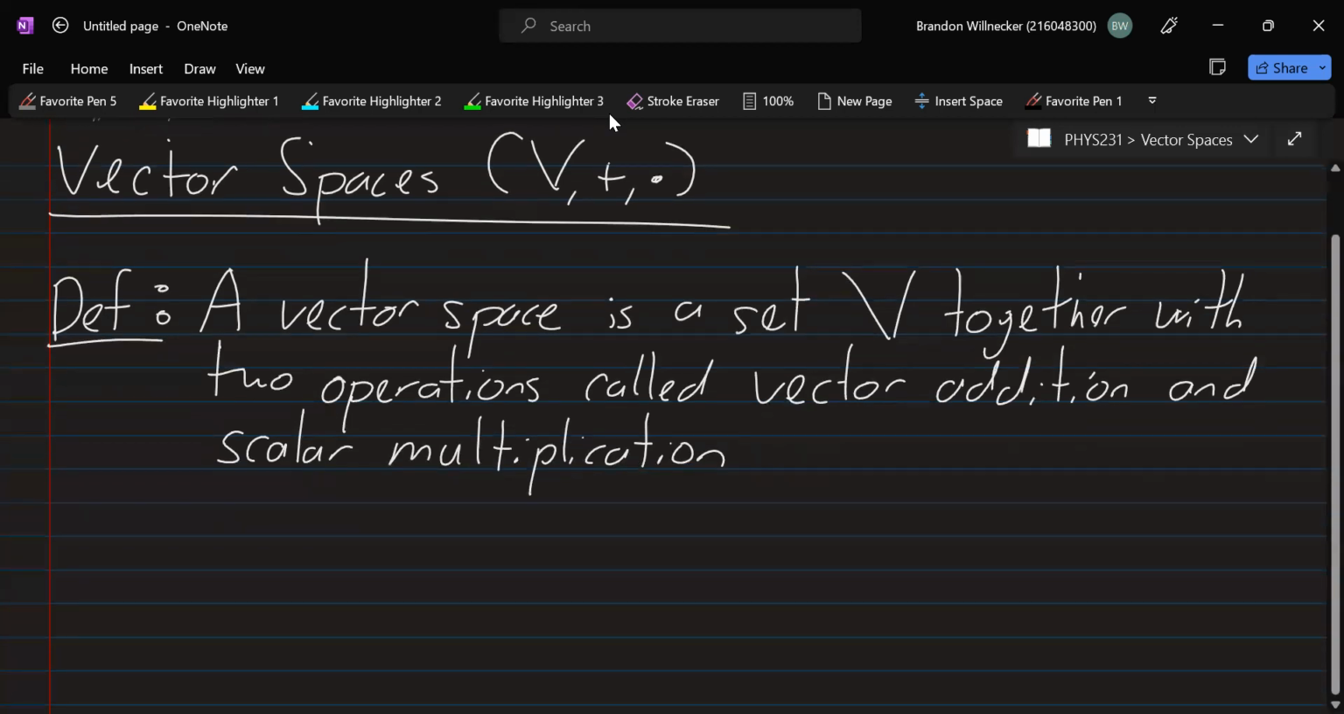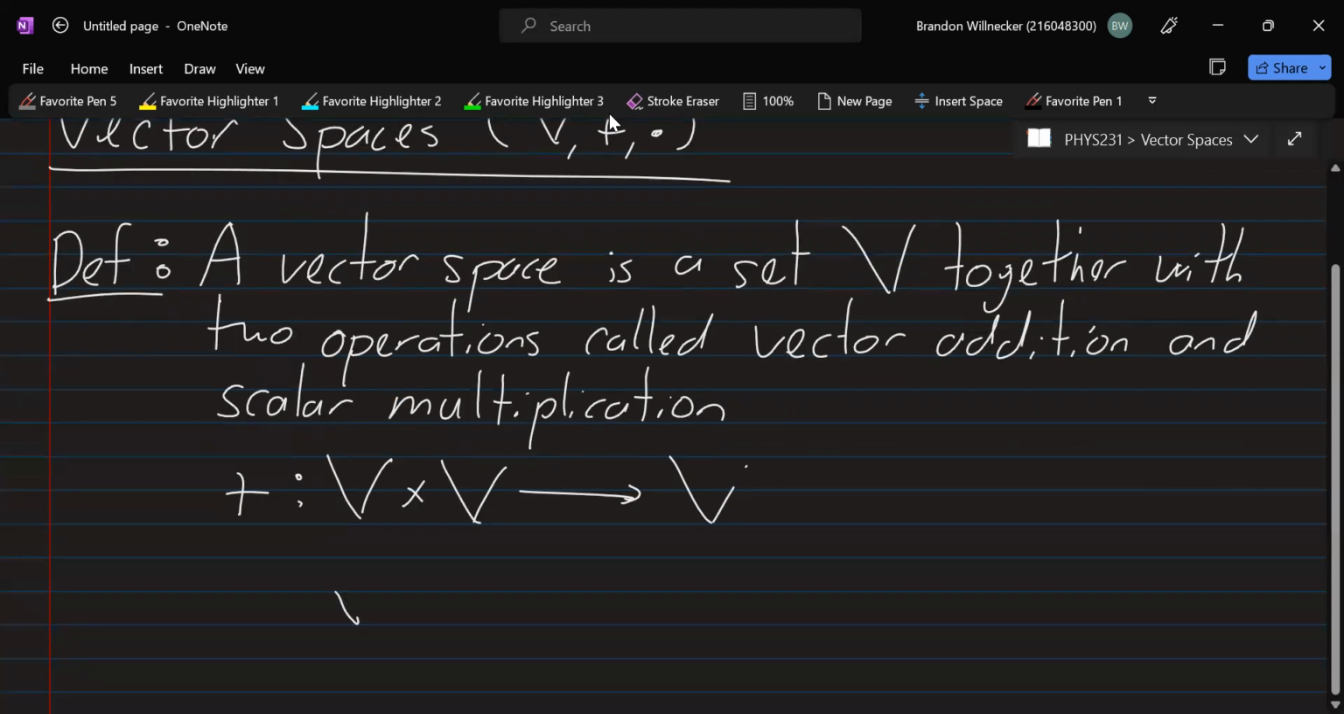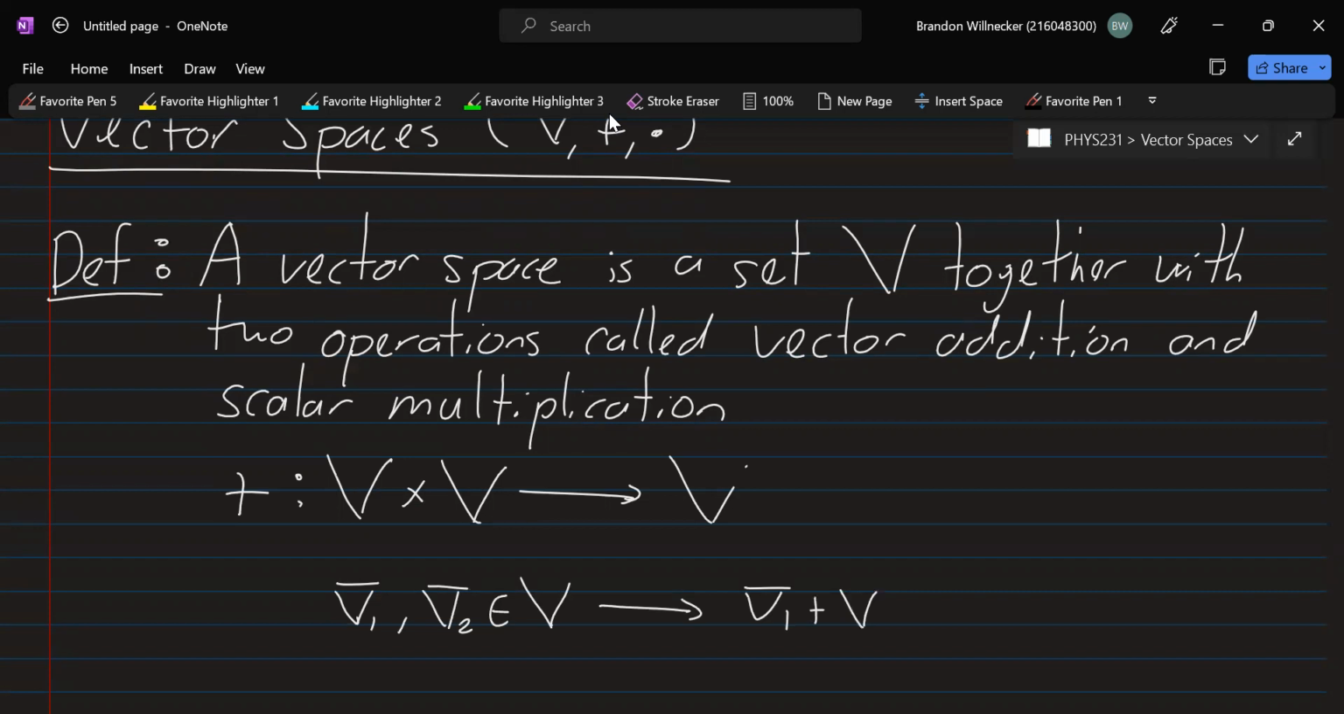The first one, vector addition, is a map or an operation that takes two vectors. So it's a map from the Cartesian product V cross V back into V. So it takes two vectors and essentially adds them together to make another vector. Okay, so we can take V1, which we write with a little bar at the top just to show that it's a vector, and we take V2. Both of these are from V. And we send them to V1 plus V2, which is again an element of V.